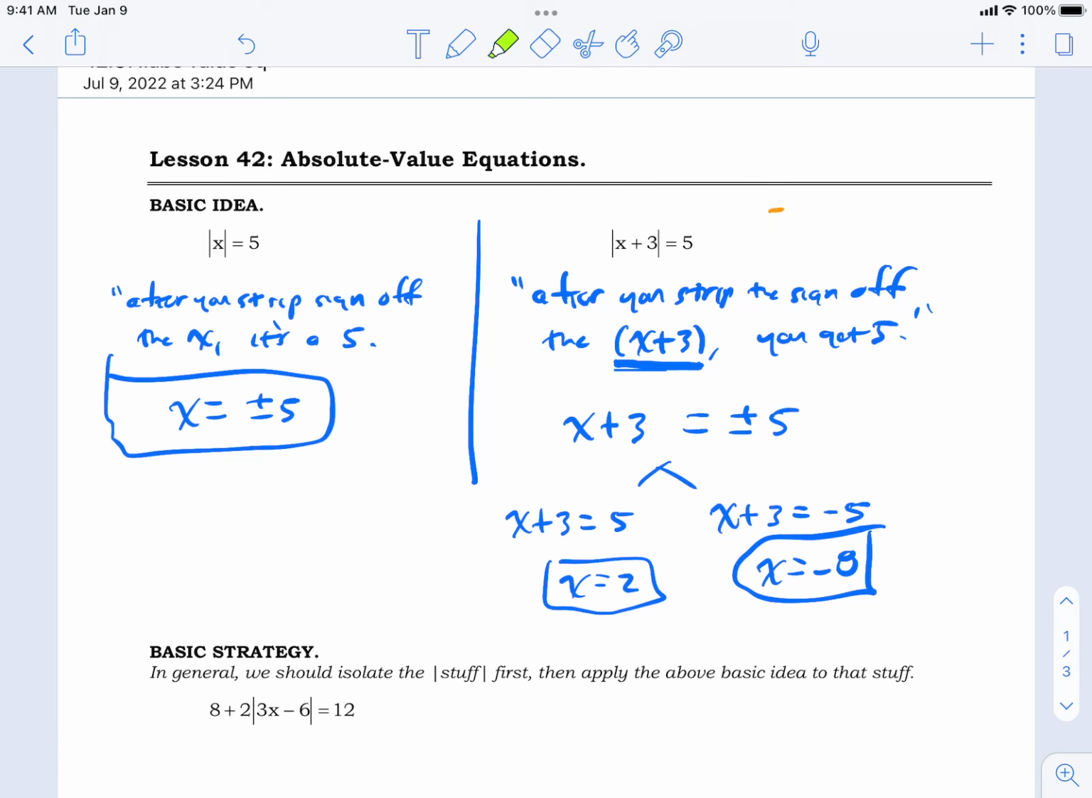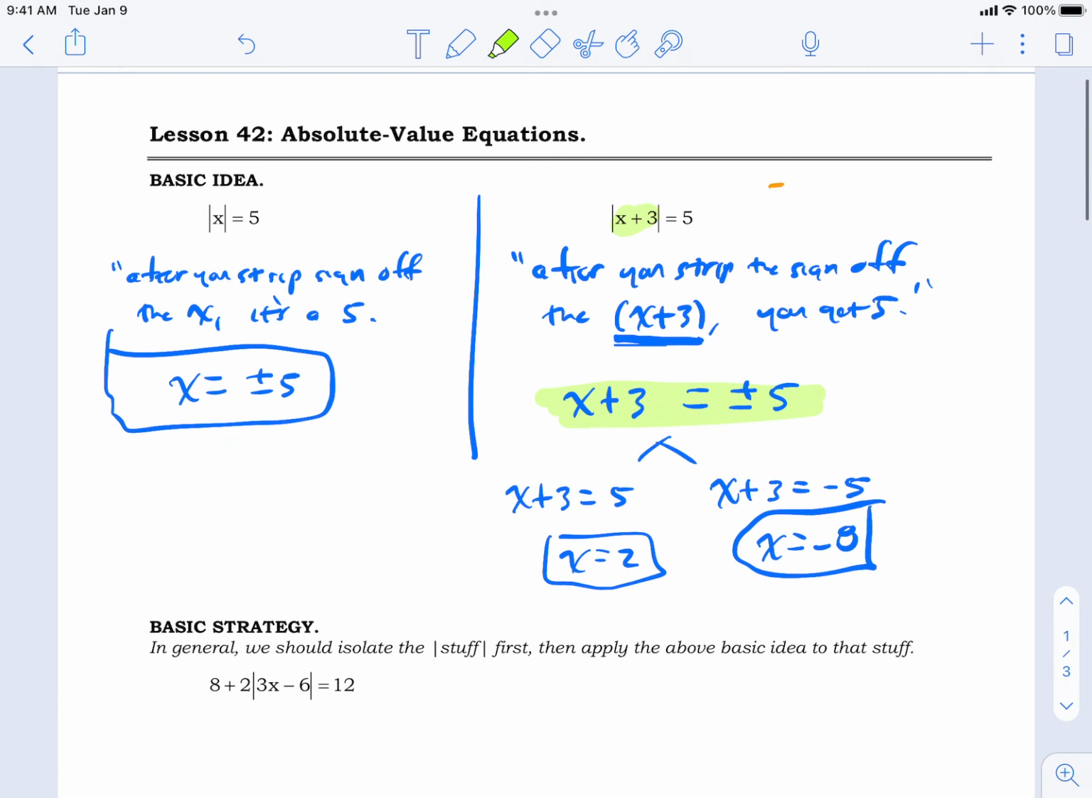So this is going to be our basic method. You take the stuff that's inside the absolute value here, and you say, well, after I strip the sign off, it's a 5. So before I stripped the sign off, it could have been a +5 or it could have been a -5. Okay, so you end up taking your one equation, it becomes two equations. Removing the absolute value bars has the effect of turning your one equation into two equations.